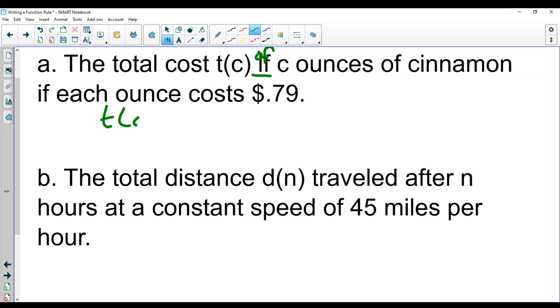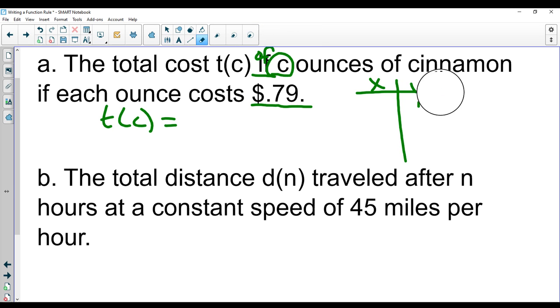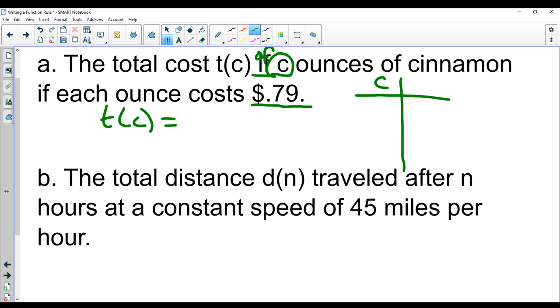Okay, so our function is T of C equals some kind of expression with our variable C here. And they tell us that each ounce is 79 cents. So obviously you buy 1 ounce at 79 cents. Here's what we could do. We could build us a table. I shouldn't use X and Y, I should use what I was given: C ounces, T of C.